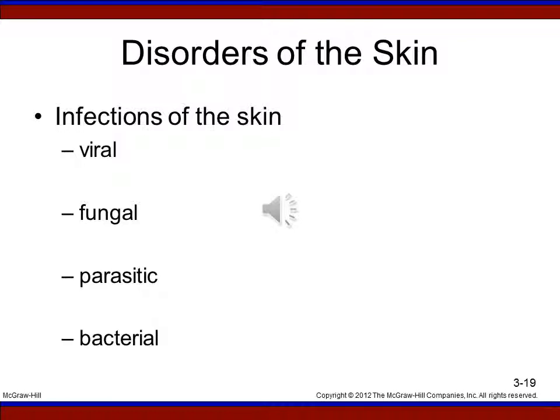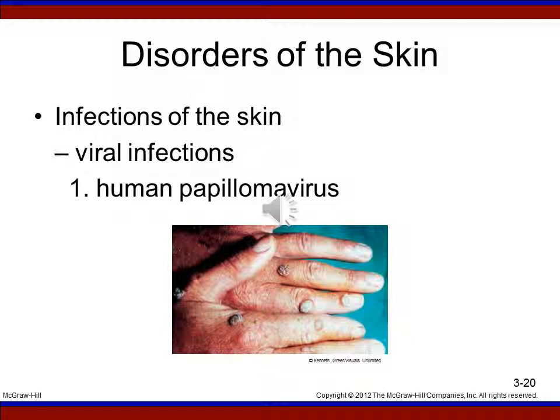Continuing with disorders of the skin here, we can have infections of the skin. You can have a viral infection, fungal infection, parasitic infection, or bacterial. Okay? So these are the different types that you can have. Here is infection of the skin for viral infections, HPV, human papillomavirus.